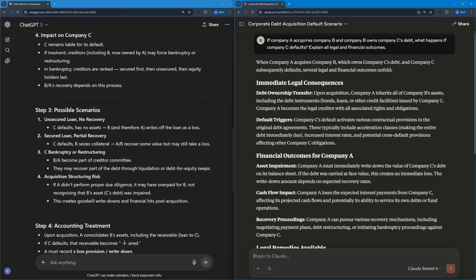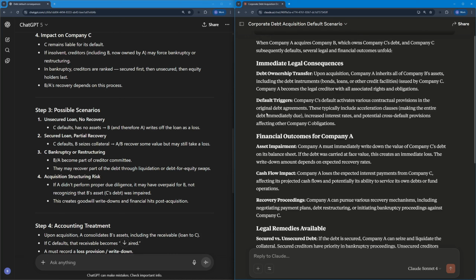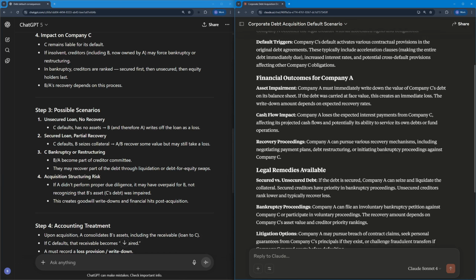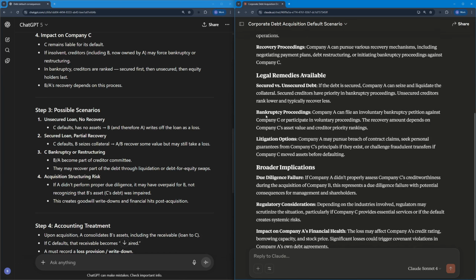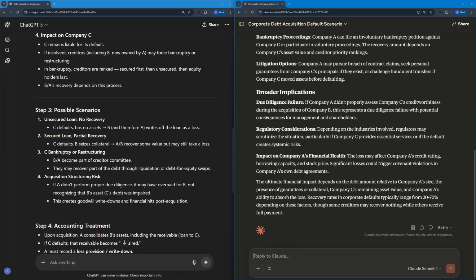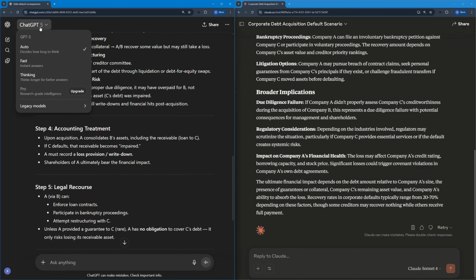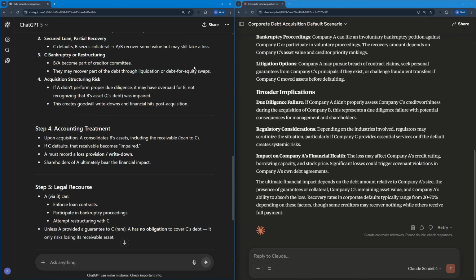But in the case of Sonnet 4, you can see it just gives us the immediate legal consequences and financial outcomes for company A, and then gives us the legal remedies available. The response is not as detailed and comprehensive as compared to GPT-5, and I think GPT-5 wins on this one. Although I am not using GPT-5 thinking, the GPT-5 regular mode is still beating Sonnet 4 in this one. So I think GPT-5 takes the win on this one.